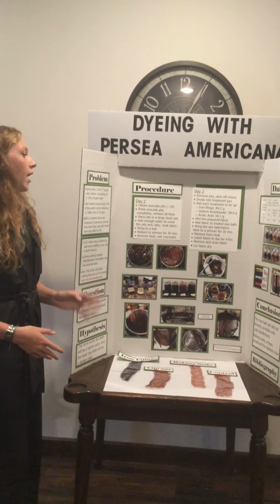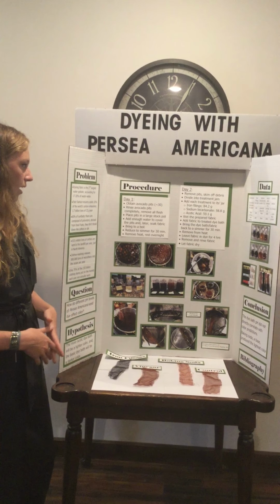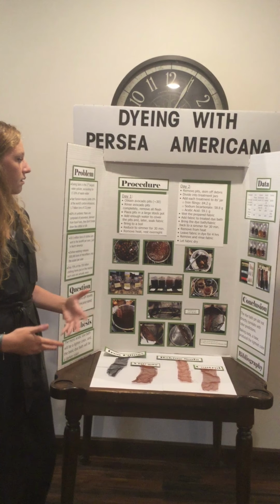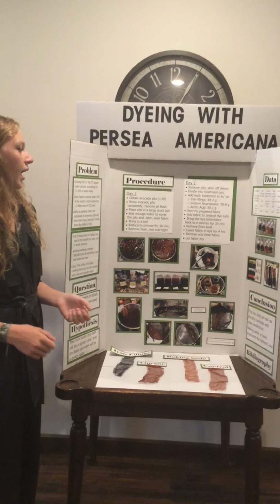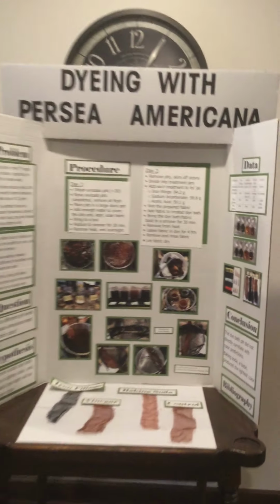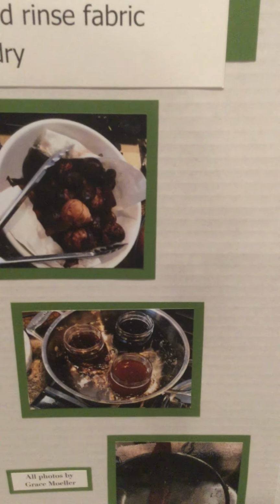So after I wet the prepared fabric, I added the fabric to each treated dye bath. I brought the dye bath and the fabric back to a simmer for 30 minutes, and then I took it off the heat and left the fabric and the dye just on the counter for 4 more hours. After those 4 hours were up, I removed my fabric, rinsed it off, and let it dry.